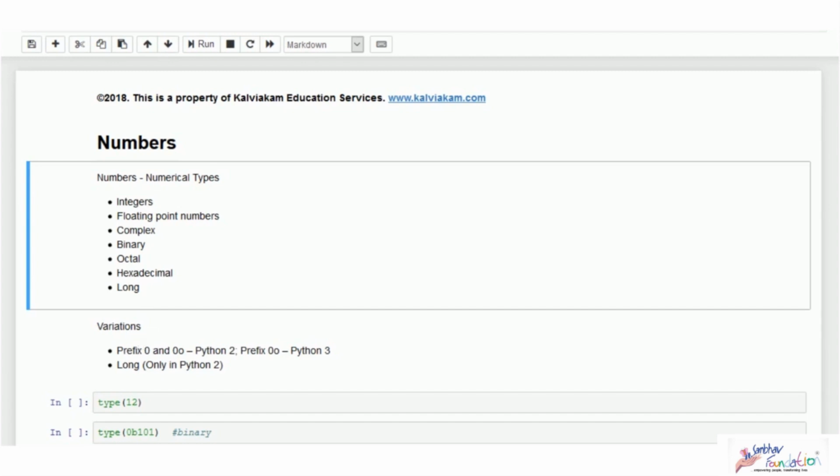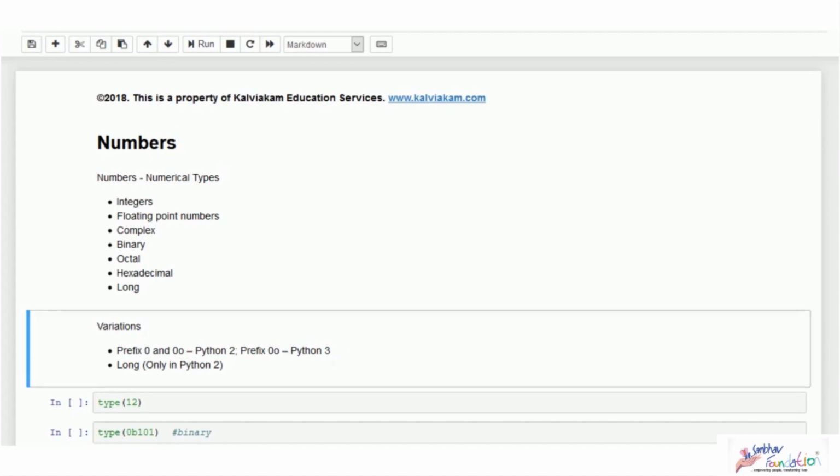So for binary, we add a 0b before the number. For hexadecimals, we add a 0x in front. For octal, we use a 0o. Octal numbers have a difference in Python 2 and Python 3. In Python 2 we can either use a 0 or a 0o, a 0 and a small o. But in Python 3, we can only use the prefix 0o.